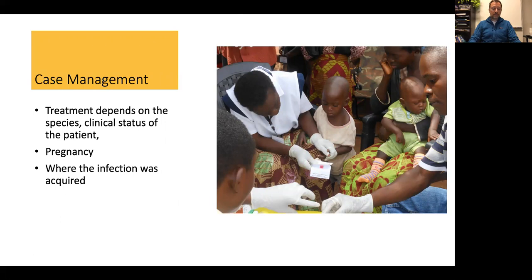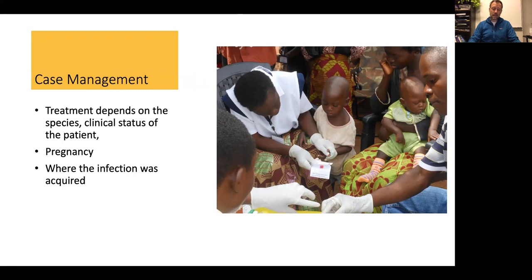Treatment of a patient with malaria depends on the country's national guidelines, which typically take the following into consideration: the type or species of the infecting parasite, the clinical status of the patient, such as HIV, pregnancy, drug allergies, where the infection was acquired, and the presence of anti-malarial drug resistance. The choice of medication is based on the species identified based on microscopy.